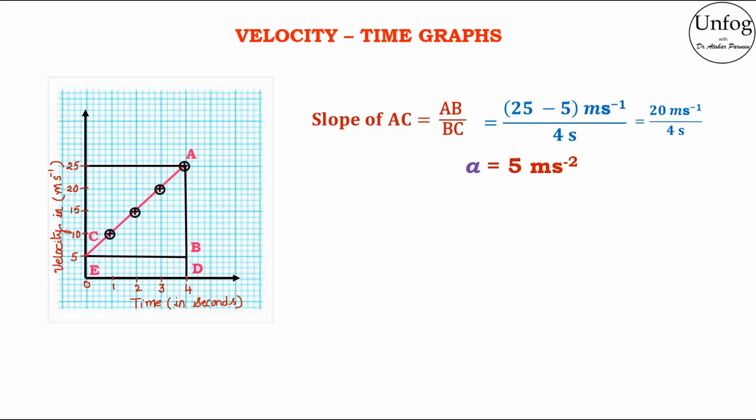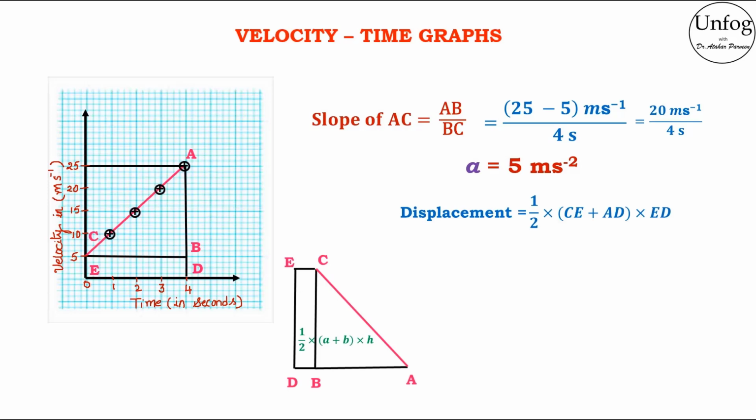We need to find the area under the graph for displacement. Here it is a trapezium ECAD and therefore displacement is equal to half into (CE plus AD) into ED. And we can have displacement equal to half into (5 plus 25) meters per second into 4 seconds, and displacement in this graph is equal to 60 meters.